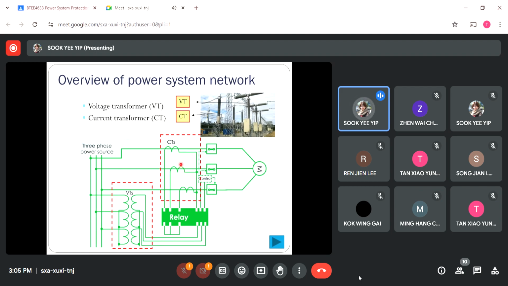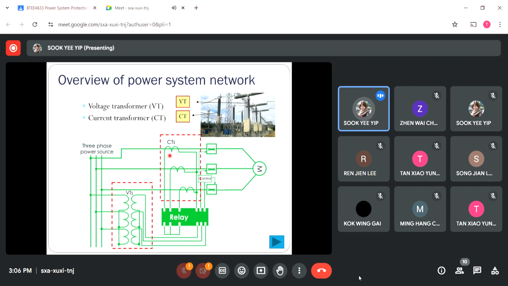In physical form, this is how it looks in the substations. This is the current transformer and this is the voltage transformer, like a lifetime design. Take note that for both current transformers and voltage transformers, we are actually using three: three current transformers, three voltage transformers. Then we are measuring three-phase current and three-phase voltage.